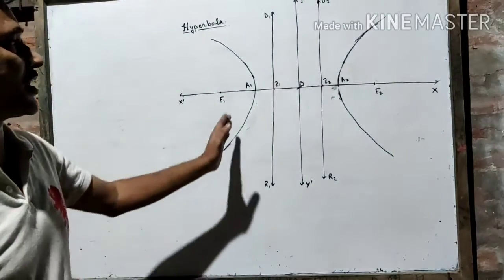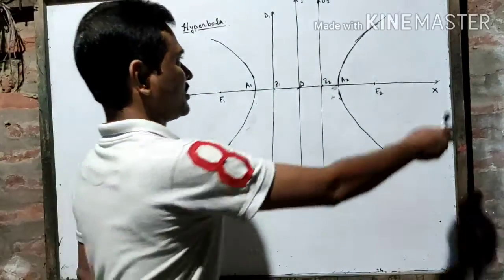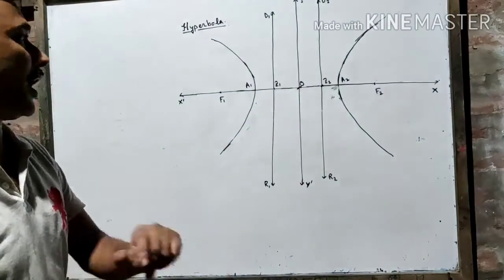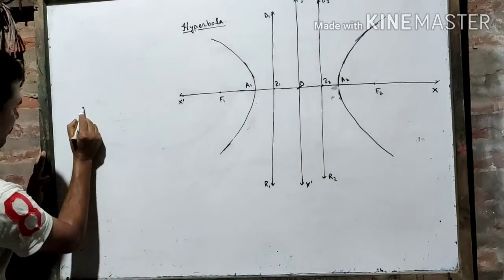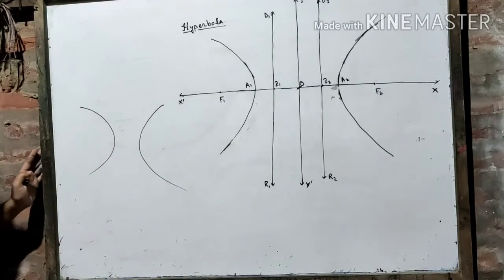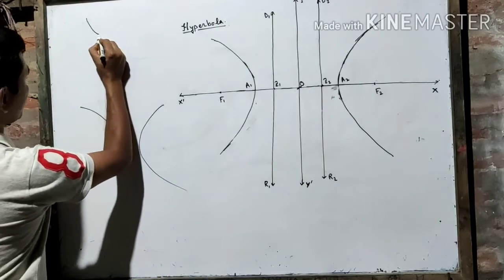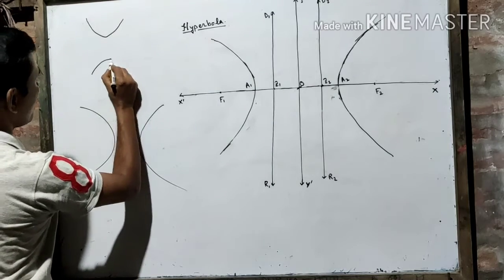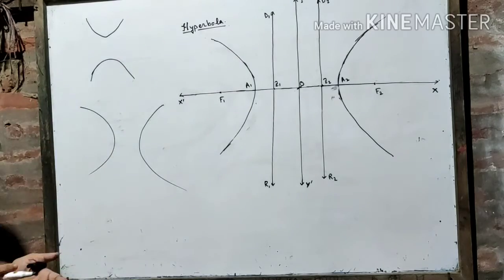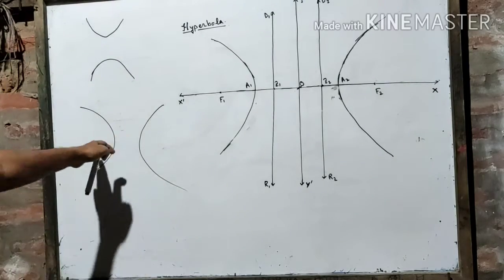This is the shape of a hyperbola. These two parts constitute the hyperbola. What is the shape of a hyperbola? Just like this. This is a hyperbola. Or it may also be like this. Either this shape or that shape is the shape of a hyperbola. Here we have taken this shape.